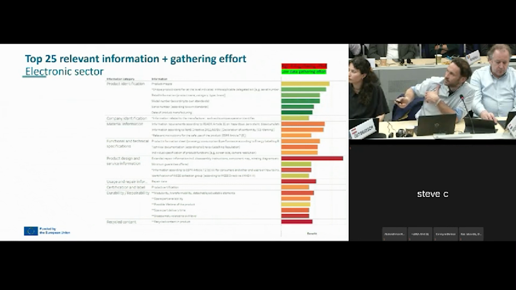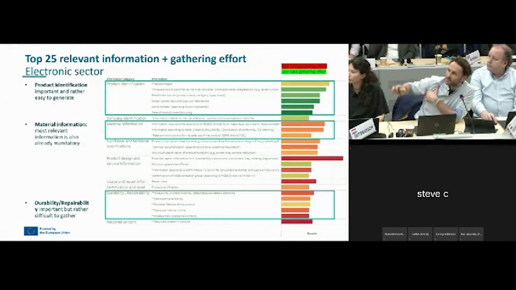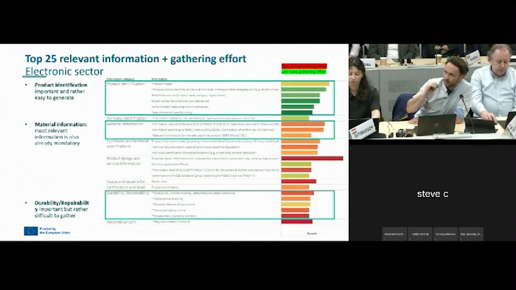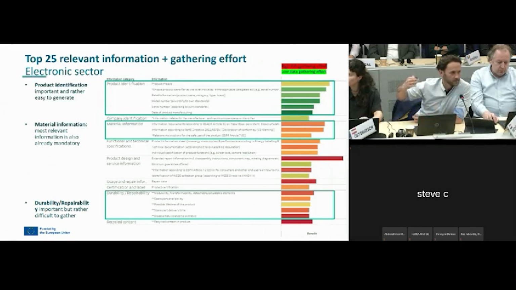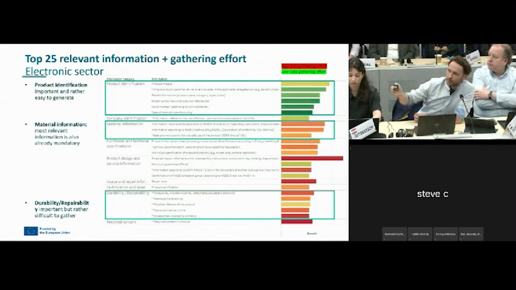So now looking again into what is interesting. First, the product identification is again one of the most relevant information categories and does not require too much generation effort. So I think this is quite adoptable. The material information is relevant, and if you see, the most relevant are also already required by law. So this could also be seen as already there, which could be implemented. The last section is durability and repairability, which is also amongst the top 25 relevant information, but you see the data generation effort here is quite high.